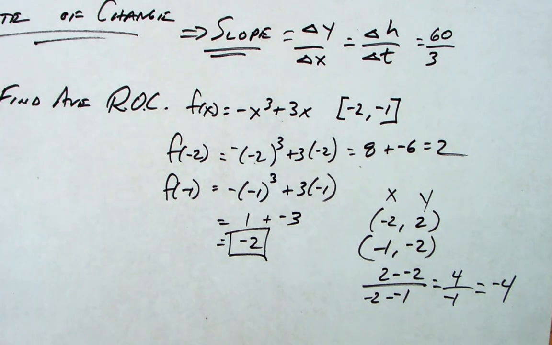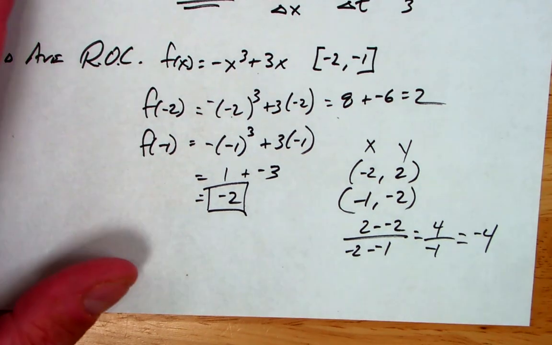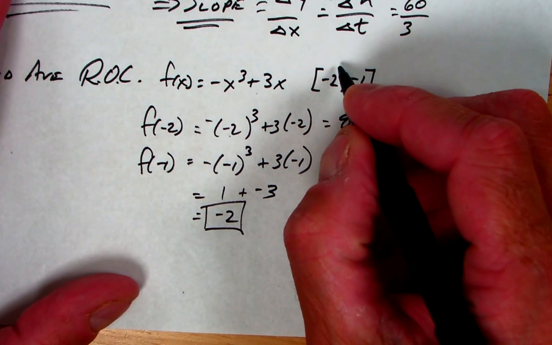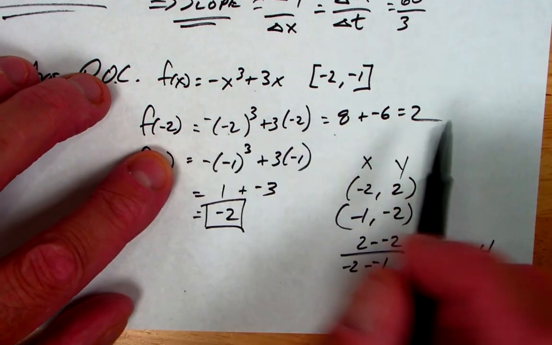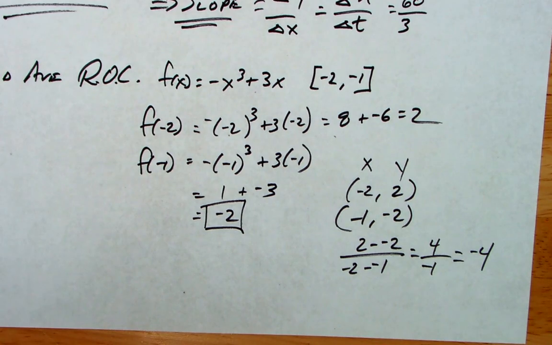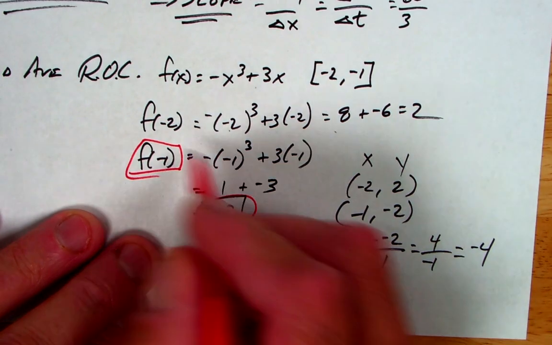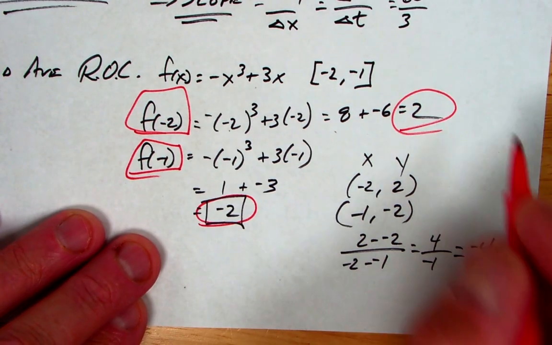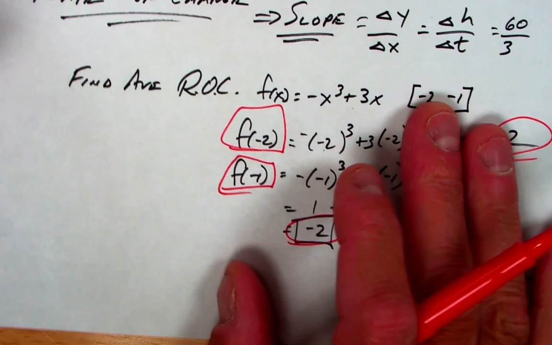So here we go, to summarize. Find f of negative 2. Find f of negative 1. This is what we were doing. Set them up as points, and then you can use your old skills of slope, and you'll get the same thing. Let's be ready to go.